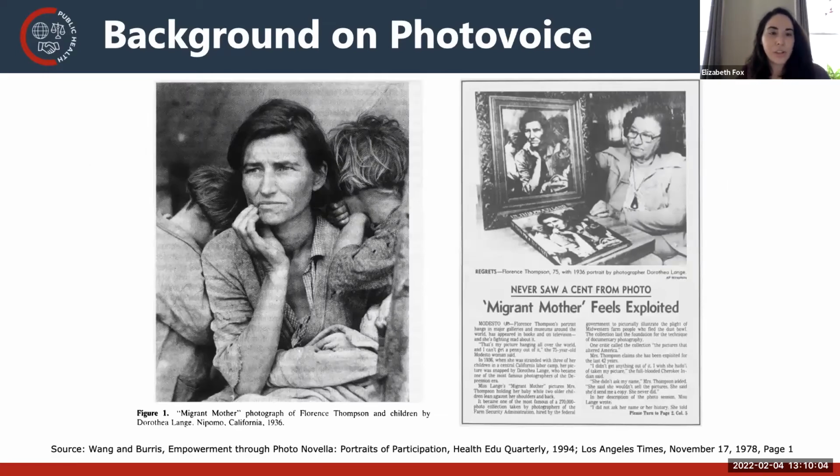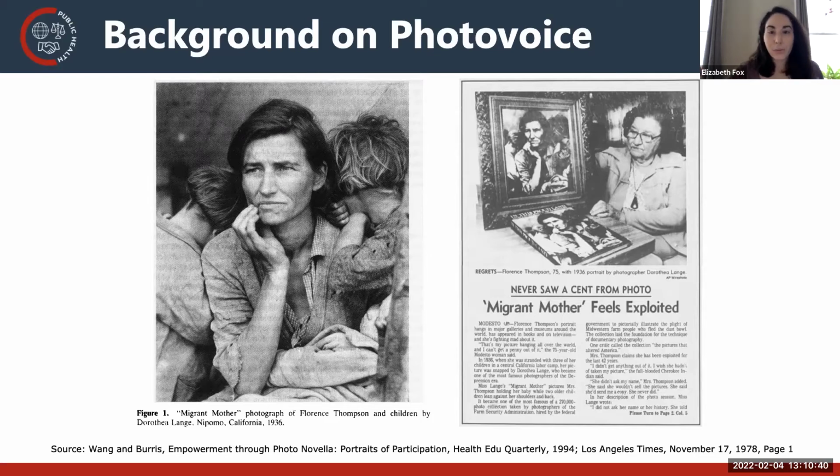In the original paper, Wang and Burris highlight concerns about documentary photography in terms of who really stands to benefit from those photographs. The original paper shows the migrant mother photograph of Florence Thompson, who's shown here. This is one of the world's most reproduced photographs. However, 40 years after this photograph was taken, Ms. Thompson was interviewed and she describes feeling exploited. In this article from the 70s, she says, "That's my picture hanging all over the world and I can't get a penny out of it. What good's it doing me?"